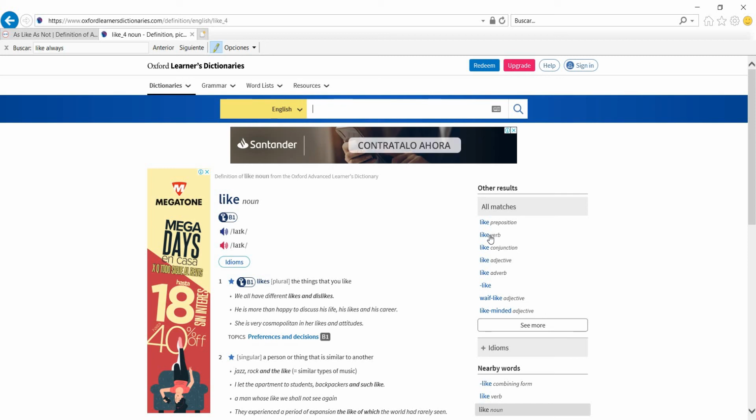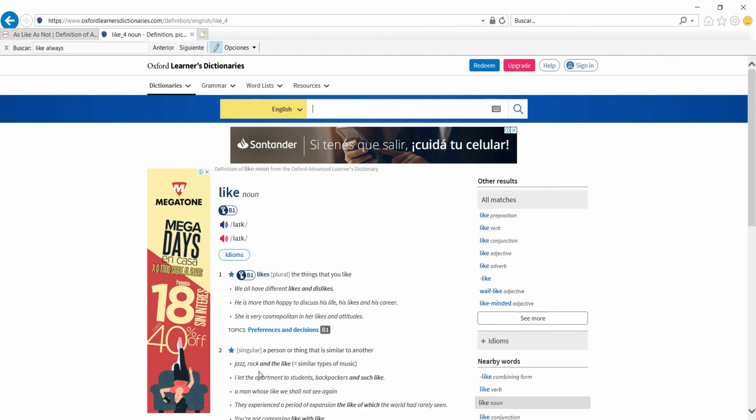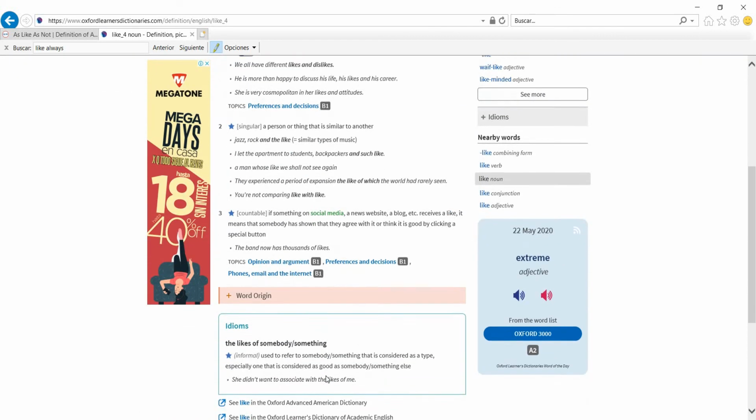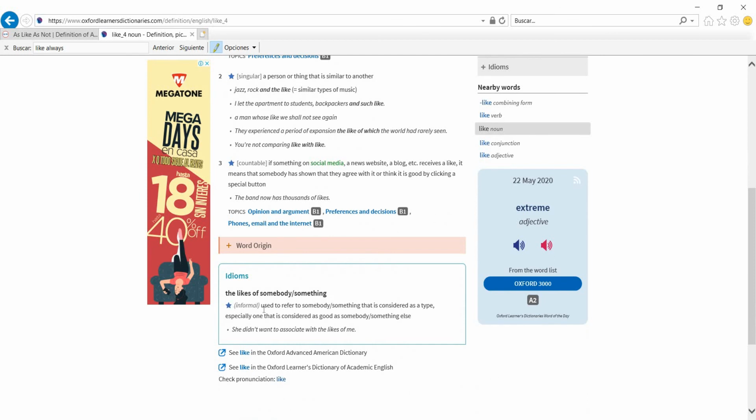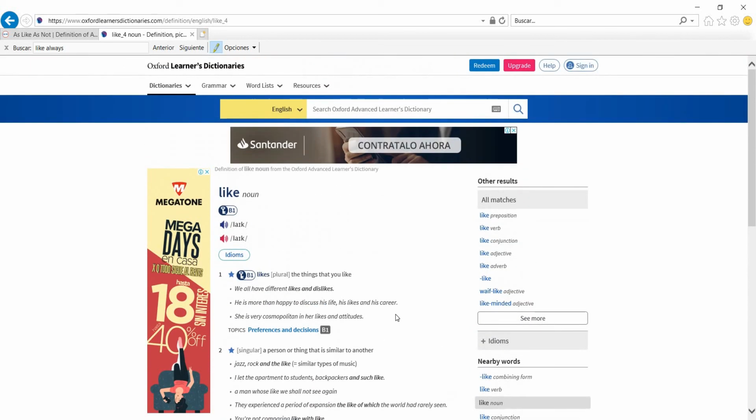Now, this use of the likes of is very frequent, right? Also, and the like, similar, right? Or such like as here. The likes of, right? Though it is entered as informal, right? She didn't want to associate with the likes of me, so she didn't want to be with people like me, right?